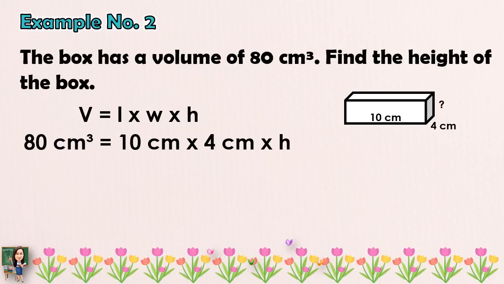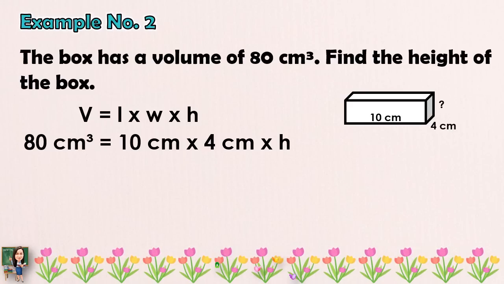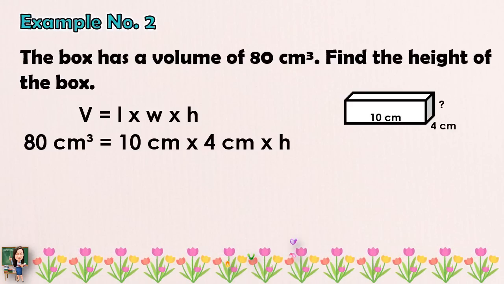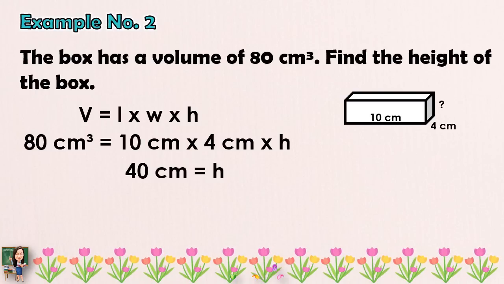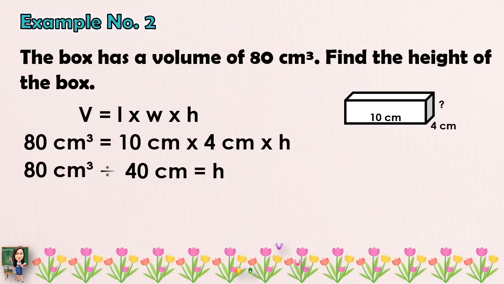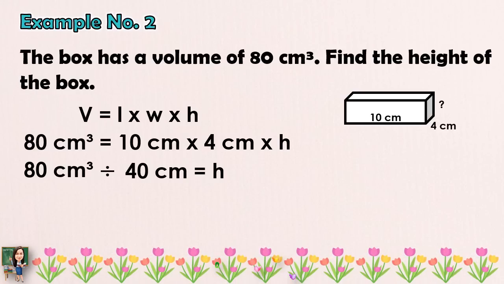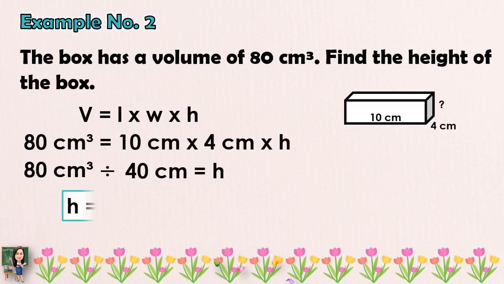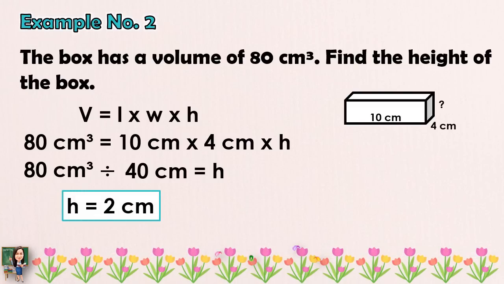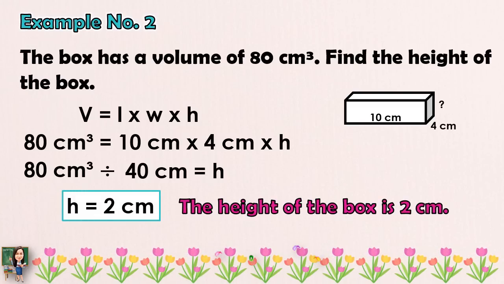Now we will find the height. Multiply first the base, which is 10 cm times 4 cm equals 40 square centimeters. And then, divide 80 cubic centimeters by 40. So 80 divided by 40 equals 2 centimeters. The height of the box is 2 centimeters.